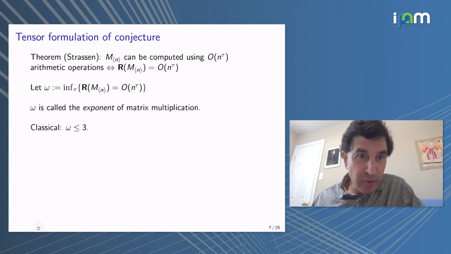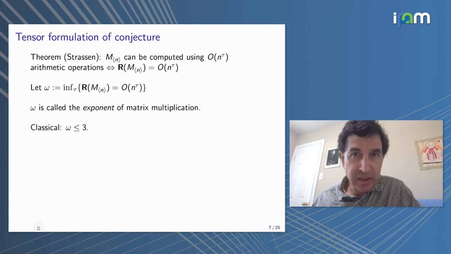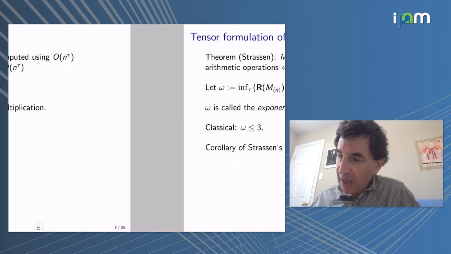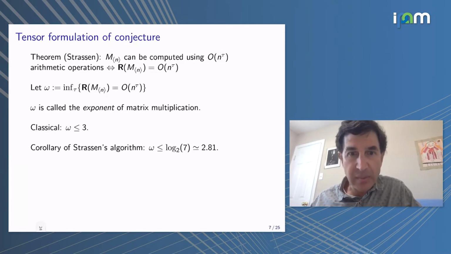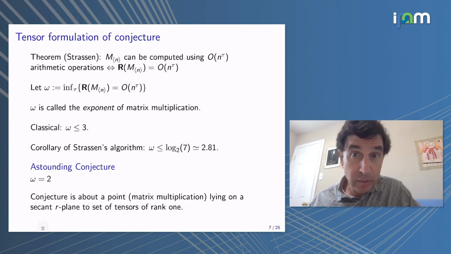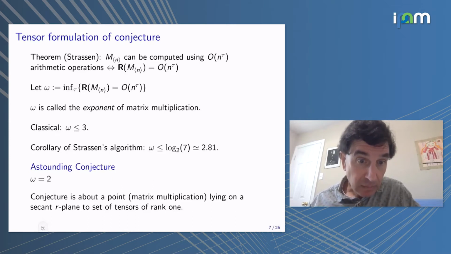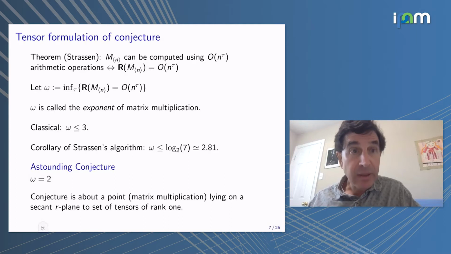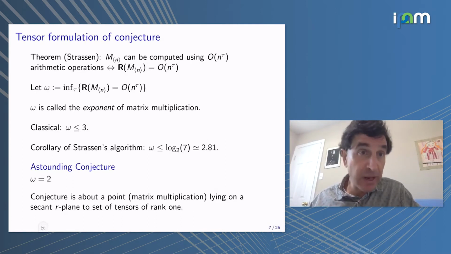So this exponent of matrix multiplication, now that we have this language, we see that the classical algorithm for multiplying matrices shows that omega is at most 3. And a corollary of Strassen's algorithm says that omega is at most log base 2 of 7. And our astounding conjecture is that omega is 2. It can't be less than 2 because of the dimensions. Now, I want you to think about this conjecture as a conjecture in geometry. We have a point, the matrix multiplication tensor, in the space of all n squared by n squared by n squared tensors. And we want to know, does it lie on a secant r-plane to the set of tensors of rank 1?